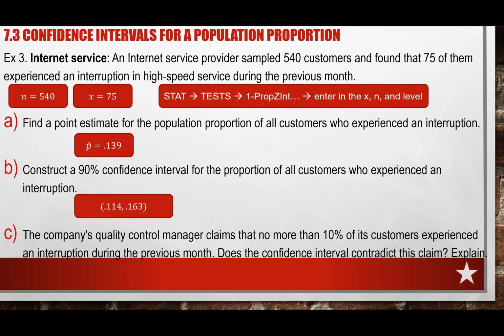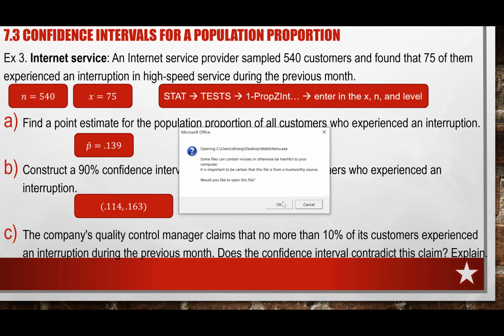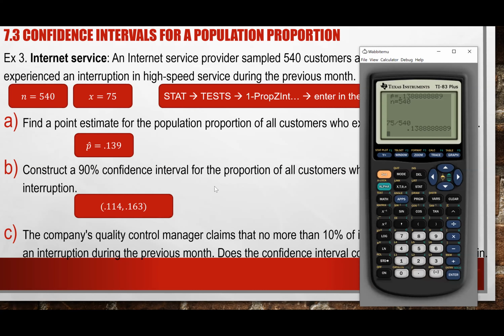For part A, how do you know to use 90%? Well, it doesn't matter. Part A is basically you take 75 divided by 540. If you look at my calculator, I told you that part B can answer part A for you. You just take 75, which is your X, divided by 540, and you will get that same number. It doesn't matter what percentage you use.